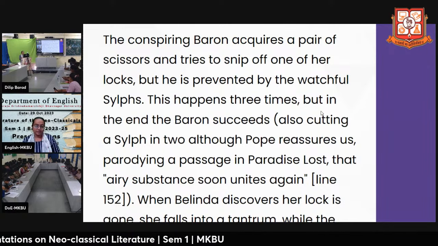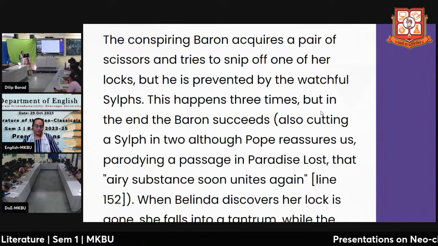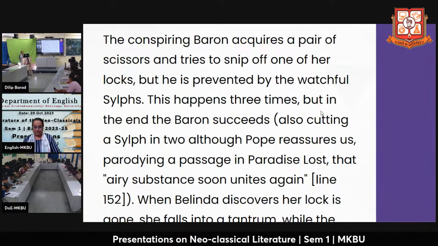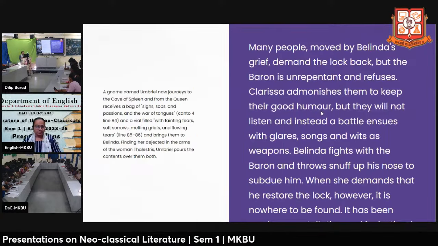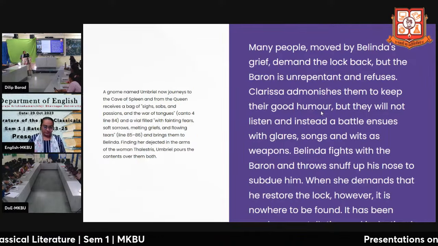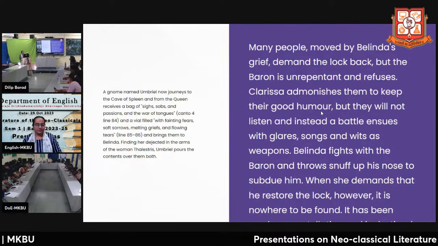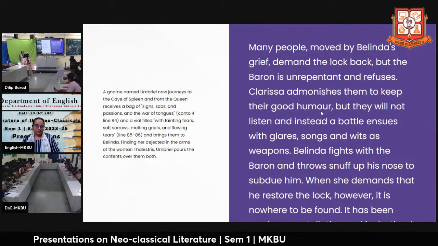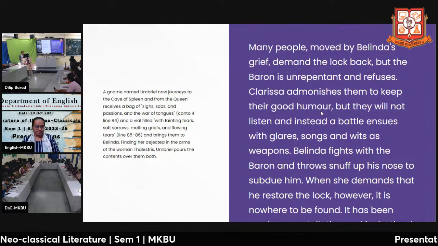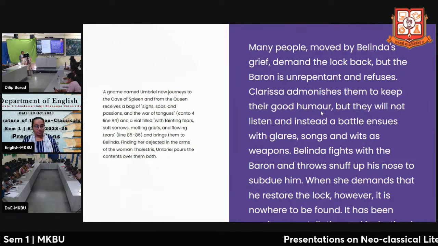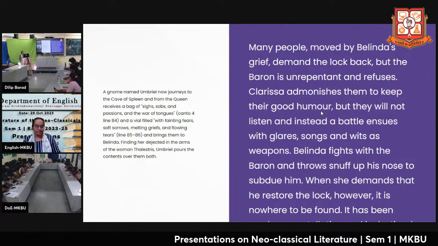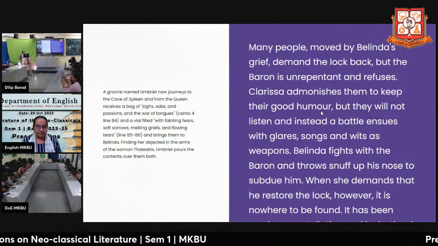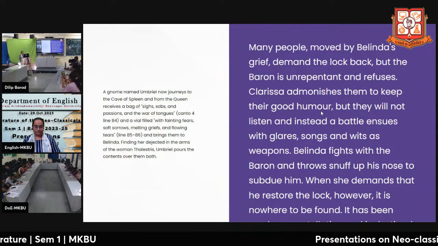Also cutting a sylph in two, although Pope resorts to parodying a passage in Paradise Lost, that the ethereal substance soon unites again. A gnome named Umbriel now journeys to the cave of spleen, and from the queen receives a bag of sighs, sobs, passions and the war of tongues, and a vial filled with fainting fears, soft sorrows, melting griefs and flowing tears, and brings them to Belinda, finding her reclined in the arms of the woman Thalestris. Umbriel pours the contents over them both.